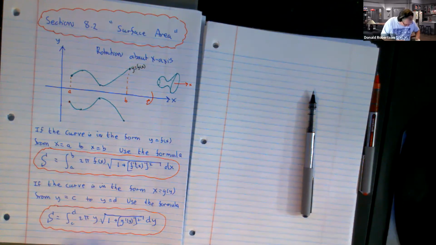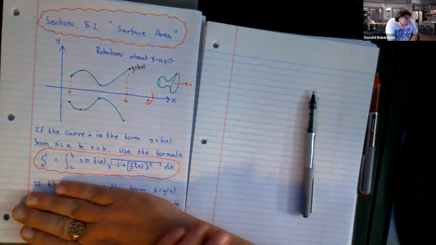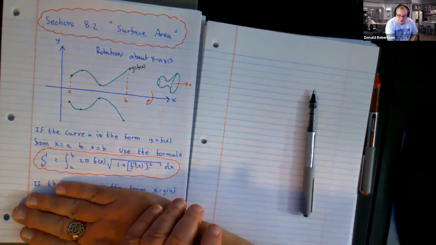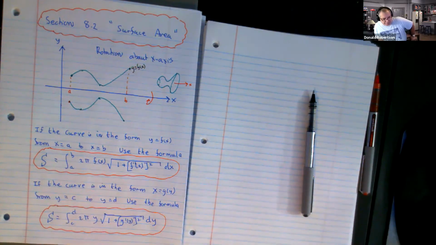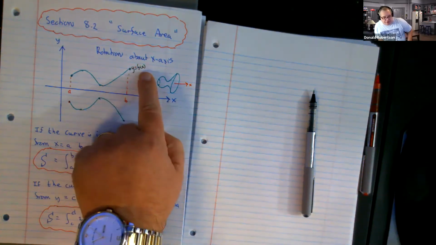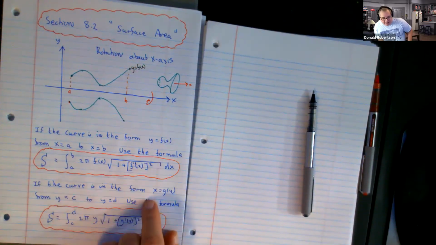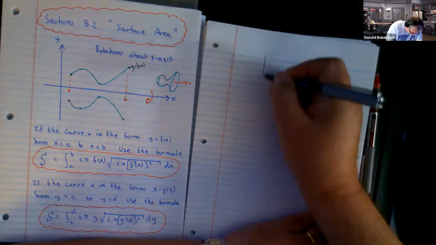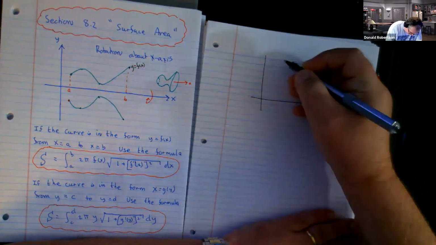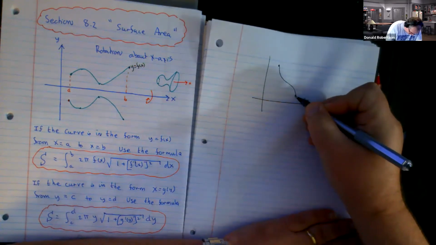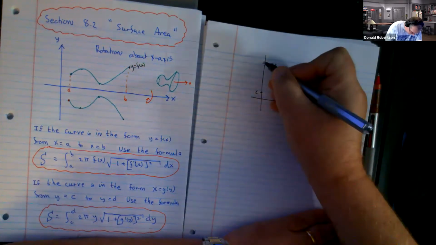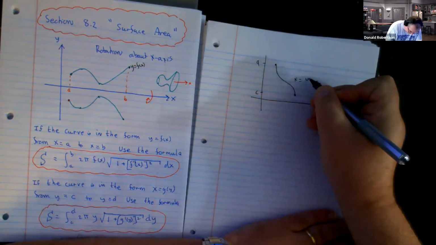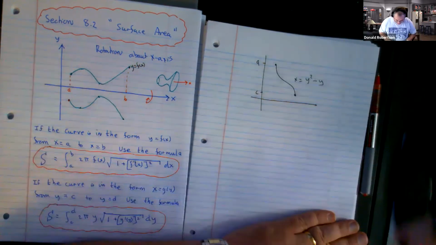Now, you would expect that that was the only formula that you need for rotating a curve about the x-axis. But sometimes the curve is not given as y equals f of x. Sometimes the curve is given in the form x equals a function of y, like x equals y squared. Now, if you want to visualize what that might look like, can you imagine that you're doing a curve that goes from here to here? And this is c, and this is d, and this formula is x equals y squared minus y, right?